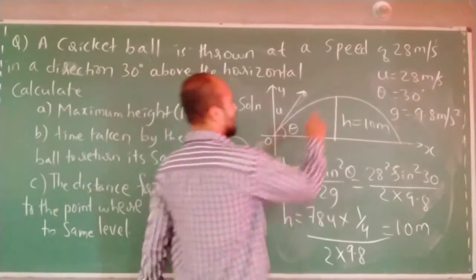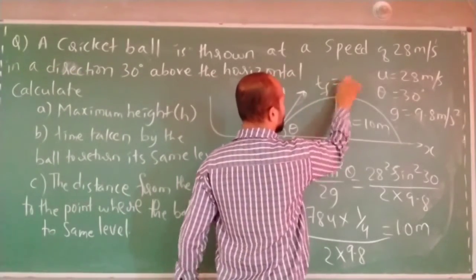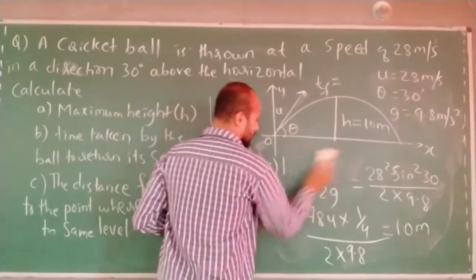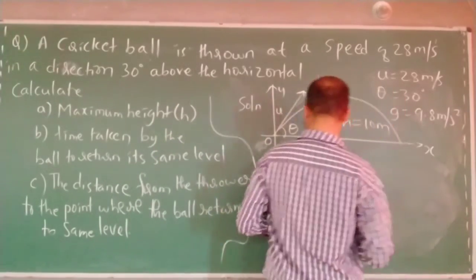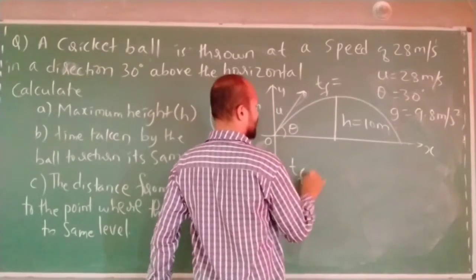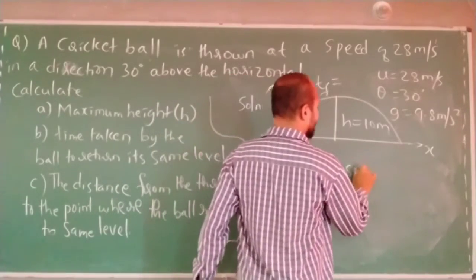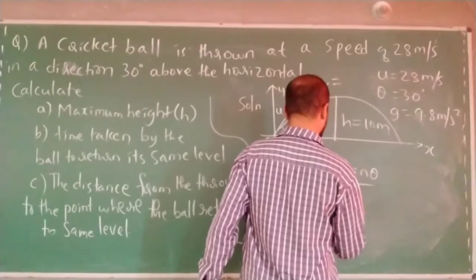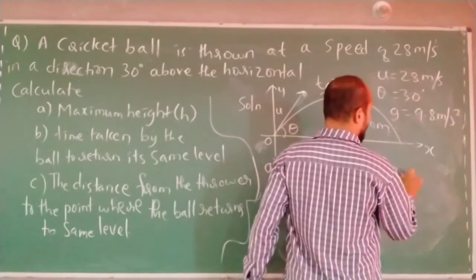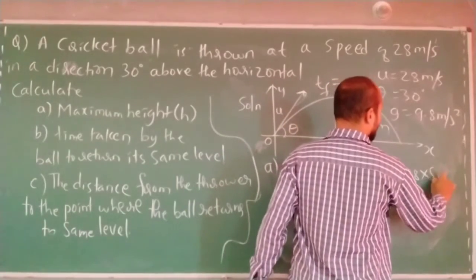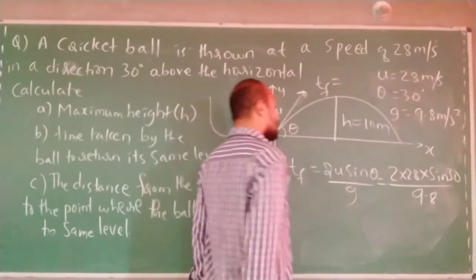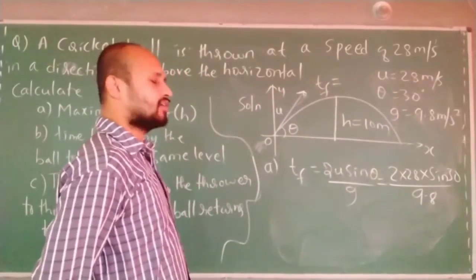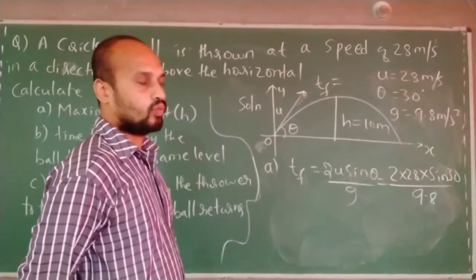Second question: the time taken by the ball to reach the same level. He is asking the time of flight. We will calculate the time of flight. Tf is 2u sin theta by g, which is 2 into 28 into sin 30 divided by 9.8.